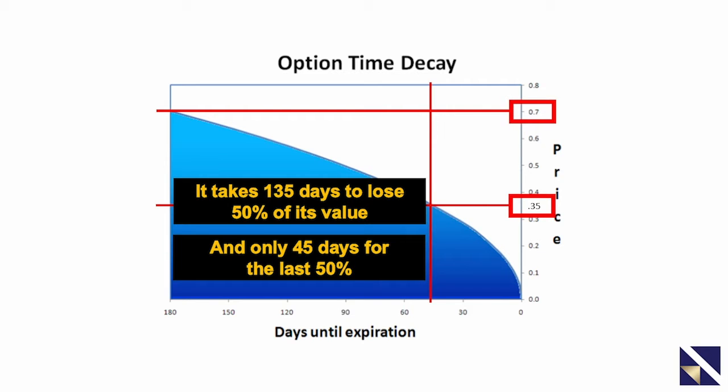Now, as an option buyer, this is your enemy. But as an option seller, this is our way of making money. We are going to focus on options that lose their value quicker. The reason why we do this is because if we're wrong on the trade, that time decay will work in our corner. It's basically running out the clock for us.